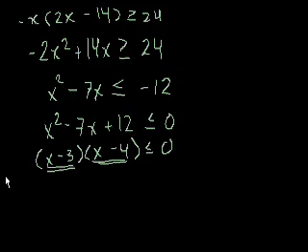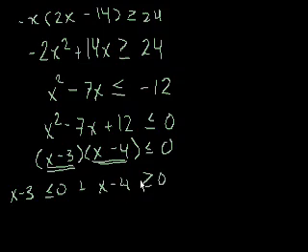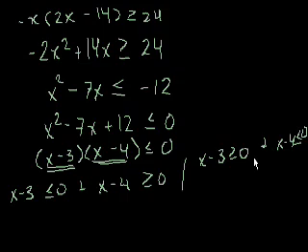So we know that either x minus 3 is less than or equal to 0, and x minus 4 is greater than or equal to 0. So that's one case. And the other case is x minus 3 is greater than or equal to 0, which means x minus 3 is positive, and x minus 4 is less than or equal to 0. Oh, I went to the edge. So let's solve this, and hopefully it'll simplify more.